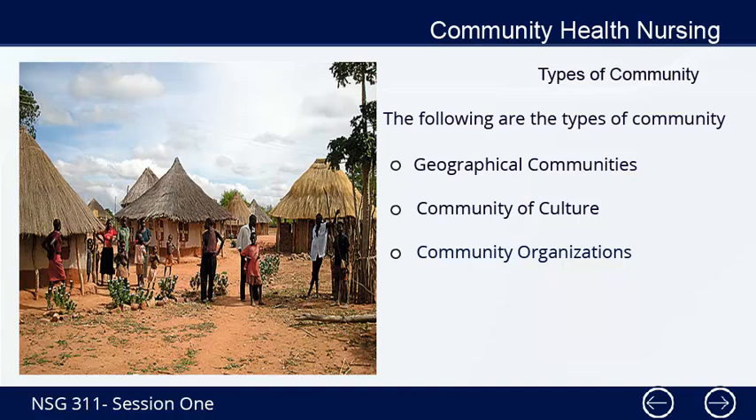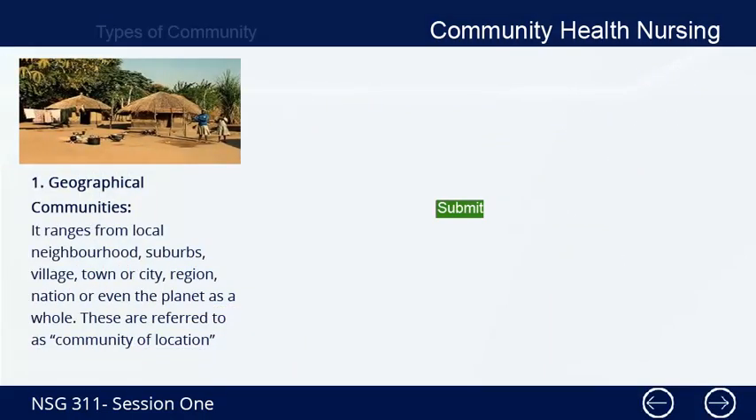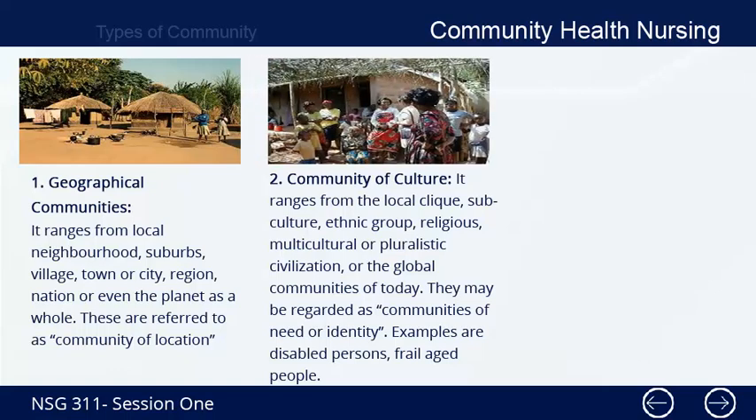Types of community. The following are the types of community. 1. Geographical communities. 2. Community of culture. 3. Community organizations. 1. Geographical communities. It ranges from local neighborhood, suburbs, village, town or city, region, nation, or even the planet as a whole. These are referred to as community of location.